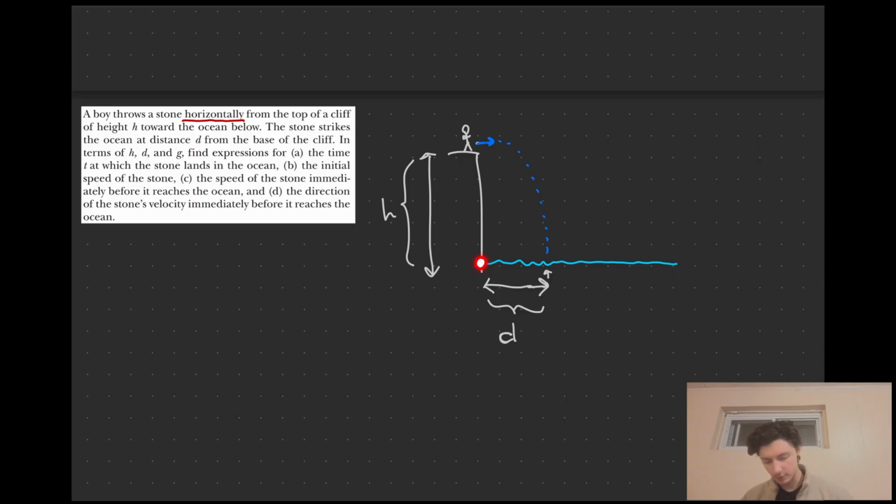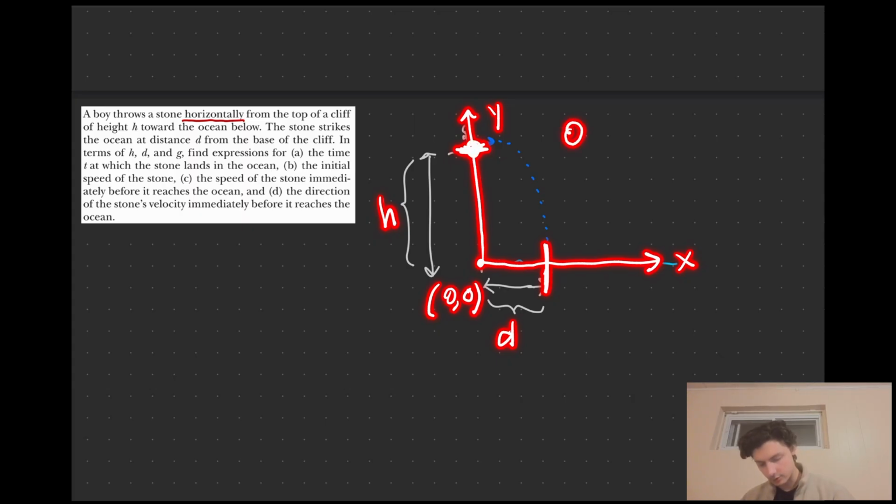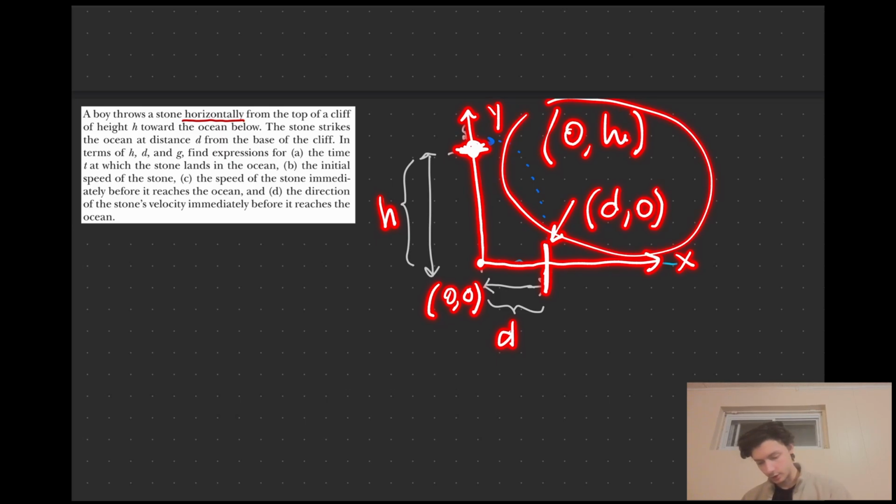If we set up 0 over here, so this is 0, 0, if we go this way on the x-axis, then this position over here, d, is pretty important. And if we go vertically here on the y-axis, this position over here is the height h. So this point over here, we can call it 0 on the x, h on the y. That's pretty cool. And this point over here, we can call it d on the x and 0 on the y.